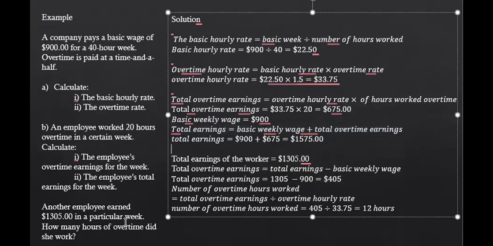Then we had another employee who earned $1,305 in a particular week. How many hours of overtime did she work? So we make sure and put this down. Total overtime earnings is equal to total earnings minus the basic weekly wage. The reason we subtract from the total earnings is because if we wanted to find out how much she was owed, we would have added it together.